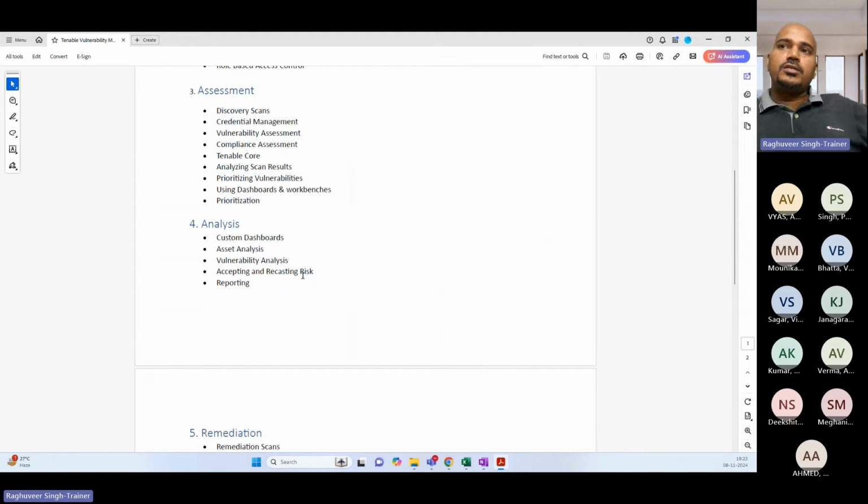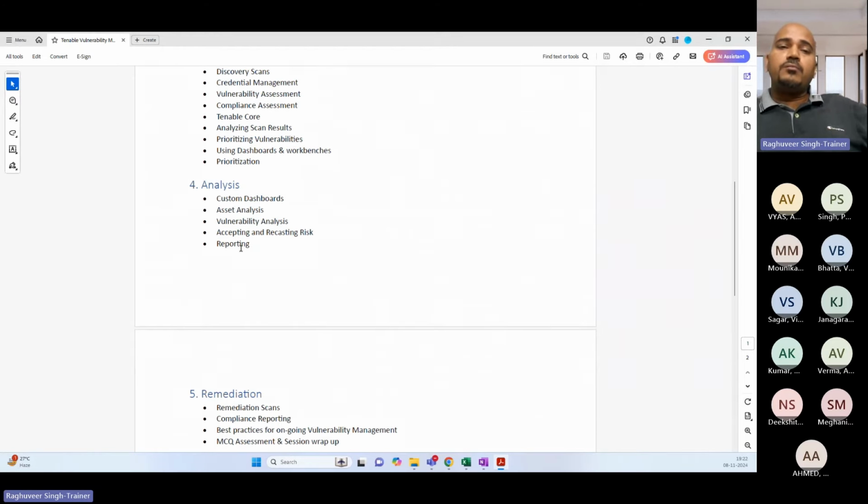Then you will look into the analysis part, which is you will see how do we look into those vulnerabilities, how do we create dashboards, how do we create reports, how do we do the analysis, how do we prioritize those vulnerabilities, if Tenable has capability to automatically remediate those vulnerabilities or not, or do those vulnerabilities require manual intervention? All that we will look at.